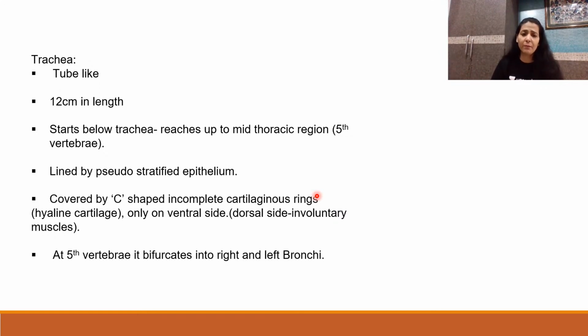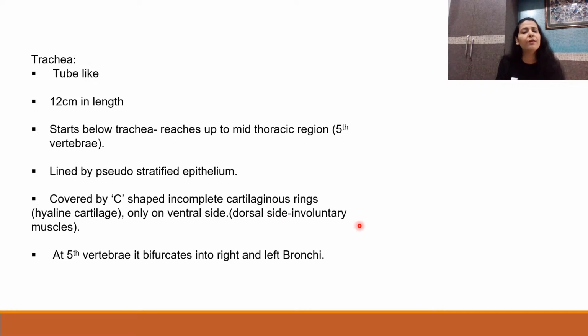So one important feature, C-shaped cartilage, they are incomplete cartilaginous rings. They are made up of which cartilage? Hyaline cartilage. Again, which cartilage? Hyaline cartilage. Which side are they present? Only on the ventral side. They are absent on the dorsal side.